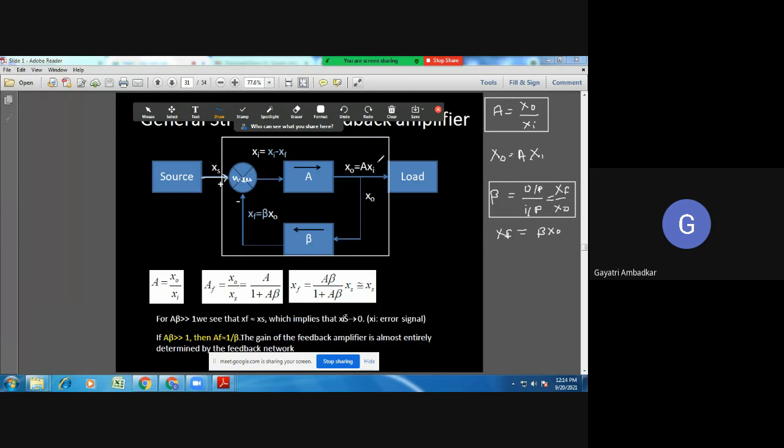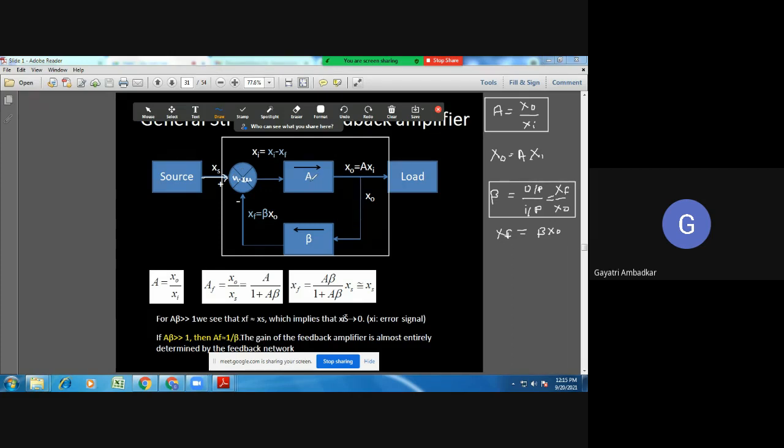It will be amplified. Once the output is available at the output of the amplifier, either the complete output or part of it will be given to the beta network, and the beta network will produce some output. So this is the feedback signal and this is the original signal. They will be mixed here and provided to the amplifier.